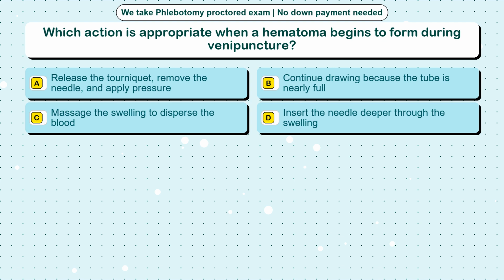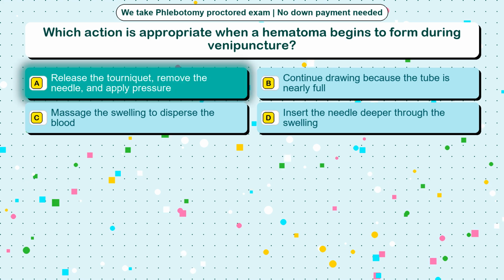Question 32. Which action is appropriate when a hematoma begins to form during venipuncture? Option A. Release the tourniquet, remove the needle, and apply pressure. Option B. Continue drawing because the tube is nearly full. Option C. Massage the swelling to disperse the blood. Option D. Insert the needle deeper through the swelling.